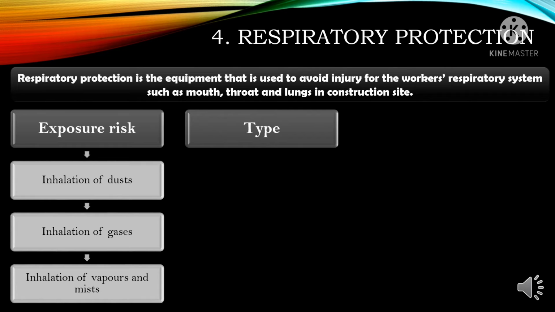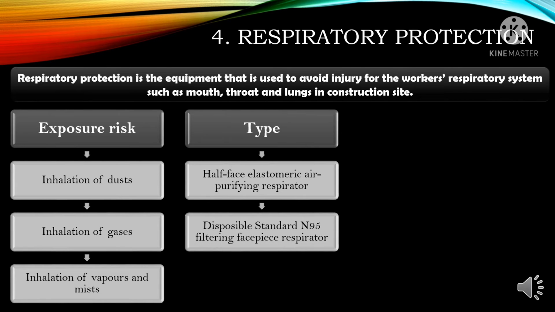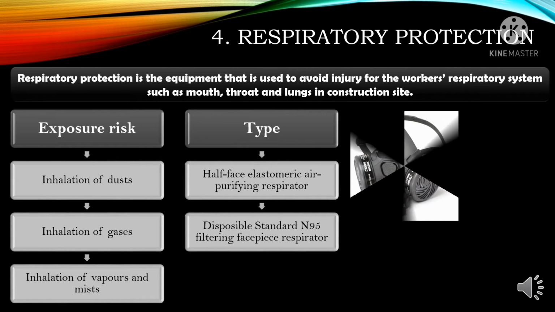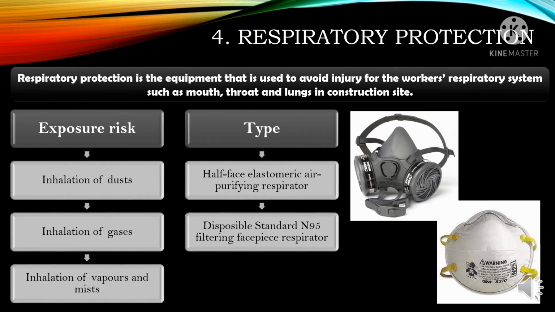There are two types of respiratory protection. The first one is half-face elastomeric air purifying respirator, and the second one is disposable standard N95 filtering face-piece respirator. So, the first picture is the half-face elastomeric air purifying respirator, and the second one is the disposable standard N95 filtering face-piece respirator.